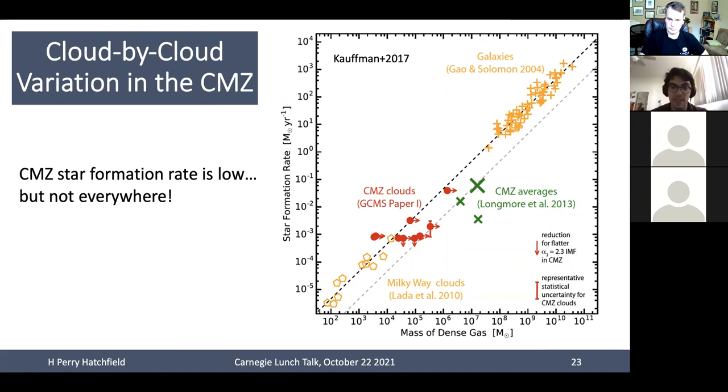So if we want to understand better what's actually going on here, it seems like what we really need are complete and unbiased surveys of all of the clouds in the central molecular zone to just build a large statistical sample of what's going on and try to get to the bottom of this.